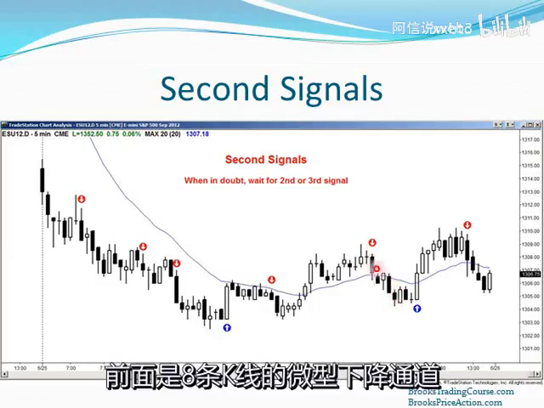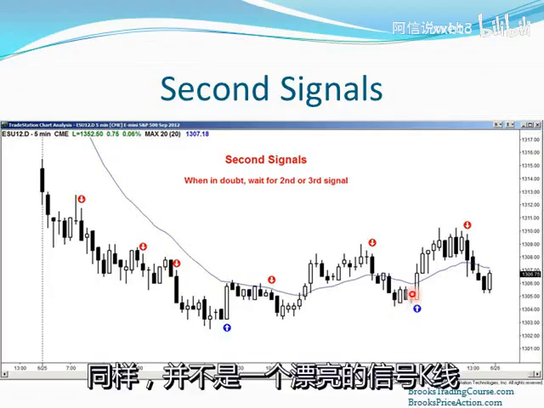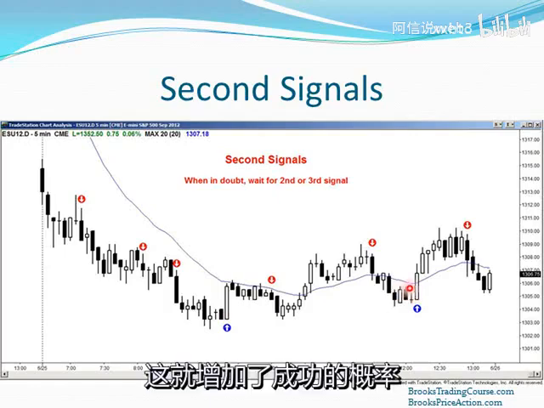Here's a first entry long after a 7-bar bear micro channel, 7 or 8 bars down. Here's the second signal. Again, not a great signal bar, but at least it's a second signal, and that increases the probability of success.